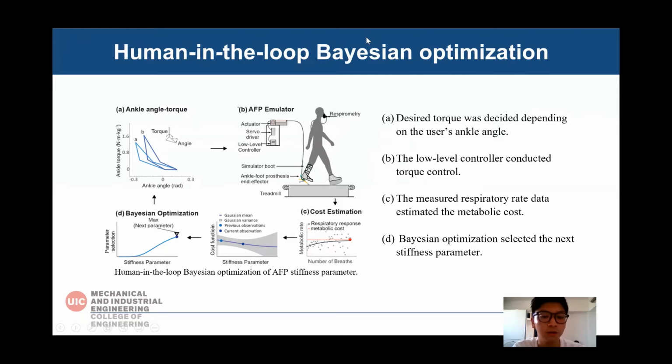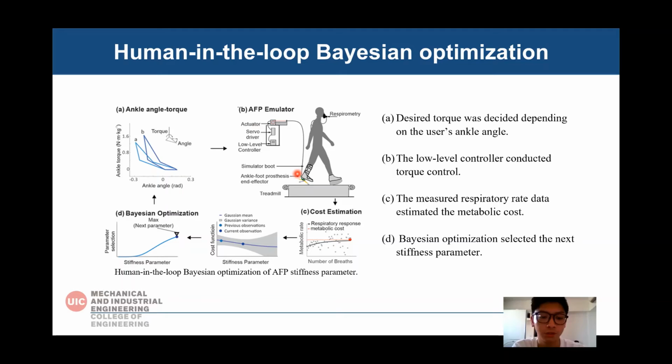Okay, this is our overall setting of the experiment. In figure A, the mid-level controller generated the angle torque curve. It decided the desired angle or torque and then sent it to the low-level controller. And in figure B, the low-level controller received the desired signal and conducted the position or torque control.